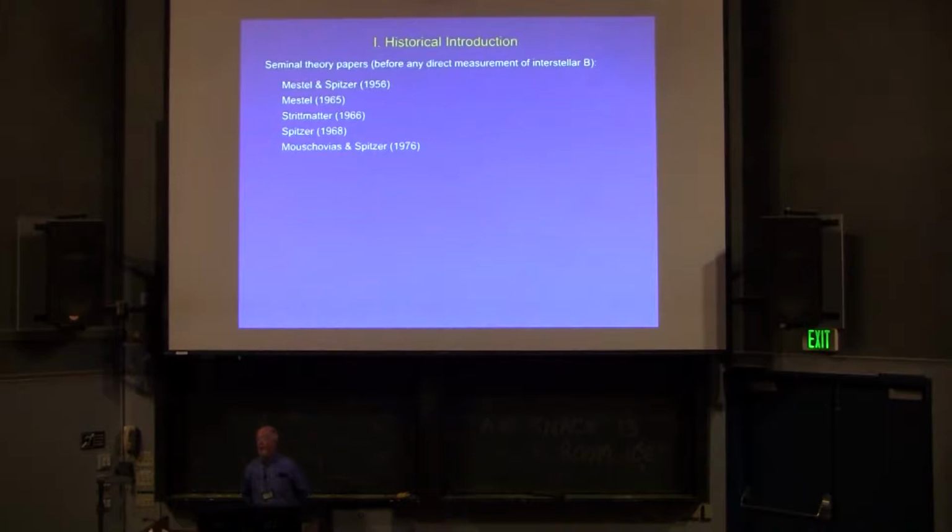So the interesting thing is that many decades ago, in fact in the first paper here, Mestel and Spitzer, more than half a century ago, theorists started worrying about the effects of magnetic fields in star formation. And when you think about it, it is truly amazing that they were already writing papers about this, because at that time there were no direct measurements of the magnetic field.